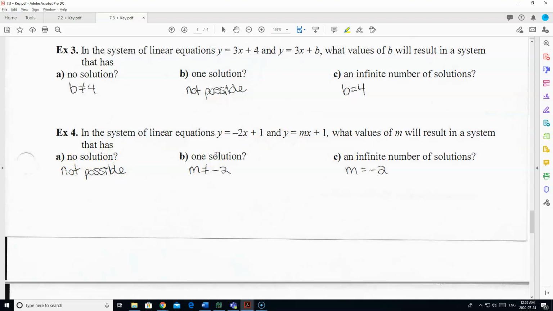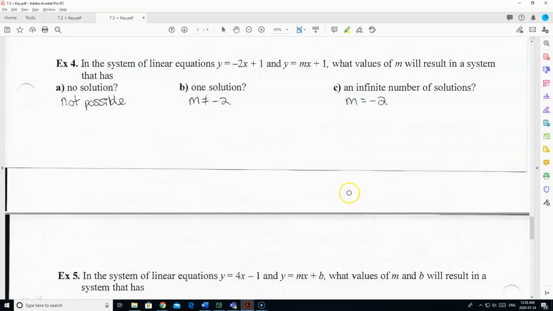What about one solution? If there's one solution, again, that just means that the slope is different. So as long as the slope is not negative 2 for this equation, anything else, so again, this equal sign with a slash means not equal to negative 2, then that will have one solution. And finally, the case of an infinite number of solutions. Infinite number of solutions means that they're the same line, right? They have the same slope and the same y-intercept. So m just has to be negative 2. There you go. That's kind of exactly what they wrote.